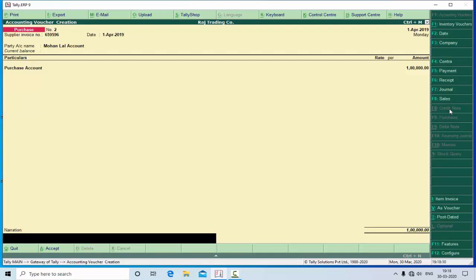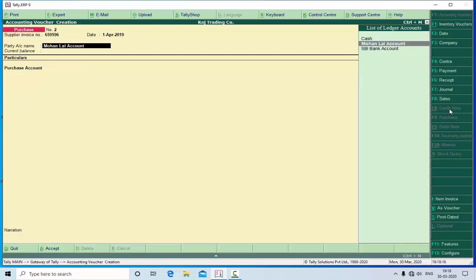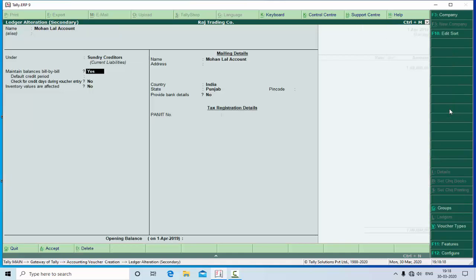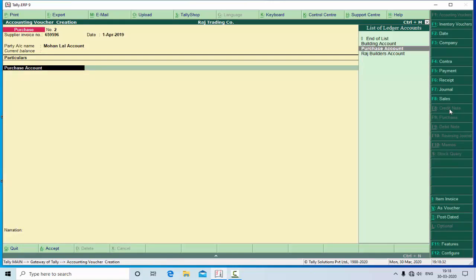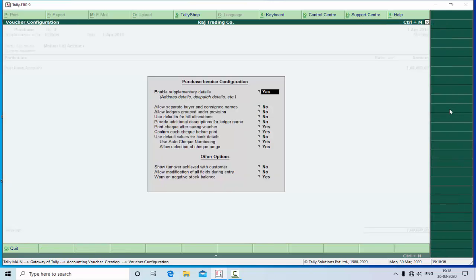and you can maintain the entry bill by bill. If you want to maintain bill by bill, one thing you have to remember: when you are creating the account of the party, select the maintain bill by bill option here. Yes, you will have to follow these two options. One is in ledger creation, maintain bill by bill option, yes, that should be yes. And another option, while passing the entry in this purchase voucher, press F12 and select this option.